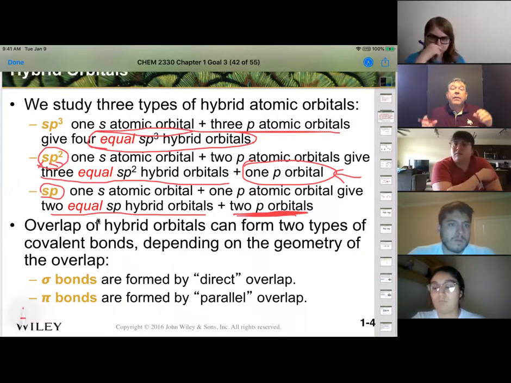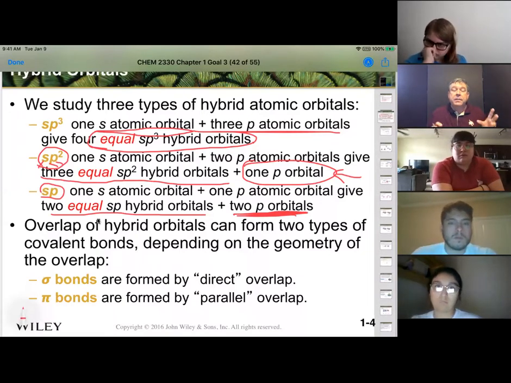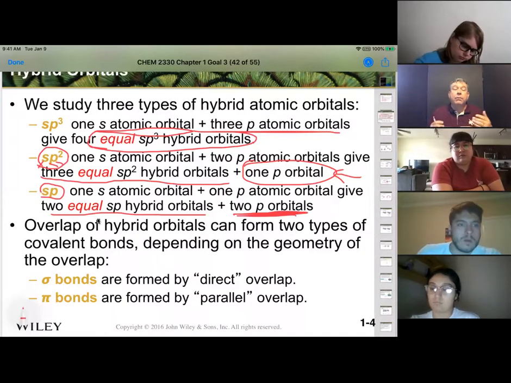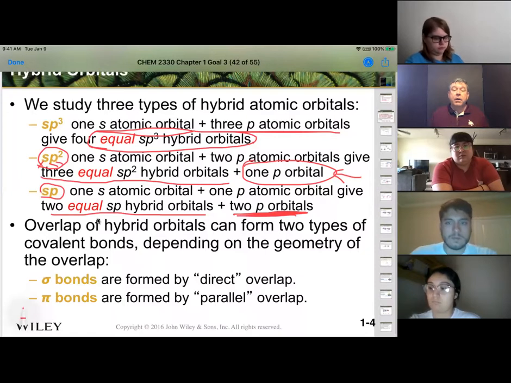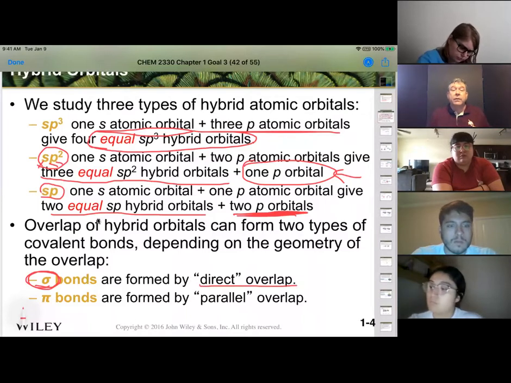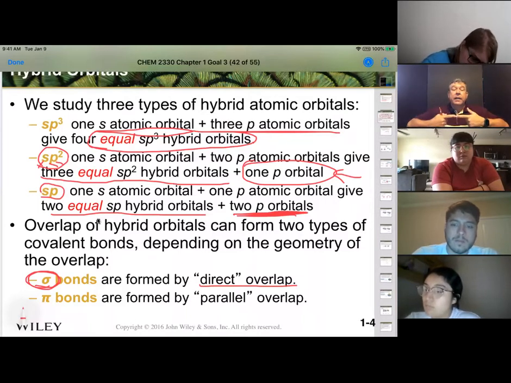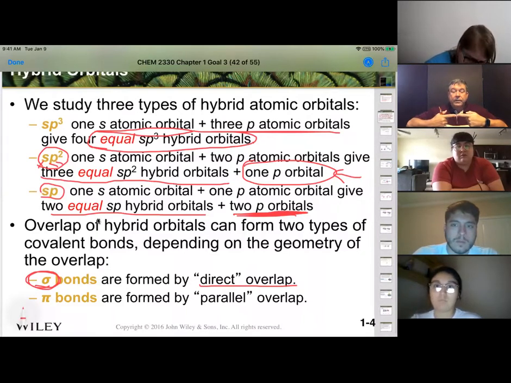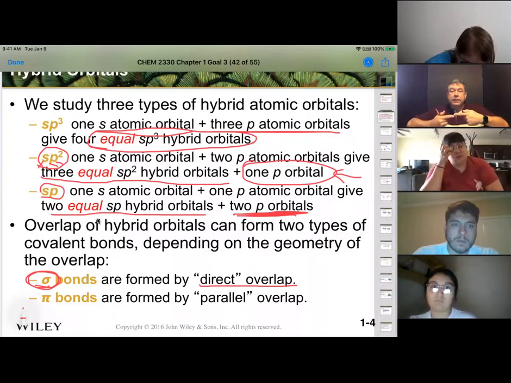Okay, the hybrid orbitals, the sp3, the sp2, and the sp orbitals, all form what we call direct overlap bonds, and we call that a sigma bond. That's what this little symbol is. So it's a sigma bond, or it's direct overlap, meaning those electrons are shared in between those 2 atoms' nuclei. Okay, so we're sharing it directly between this nucleus and this nucleus.